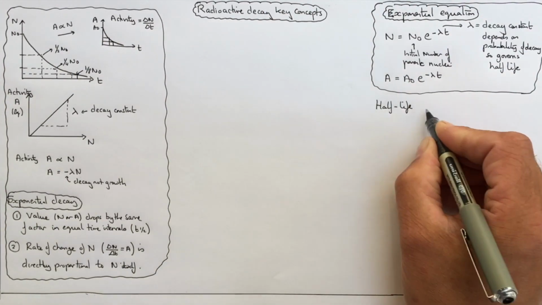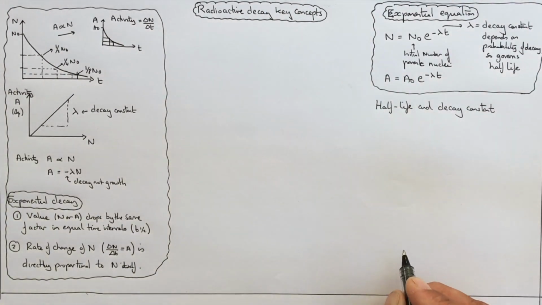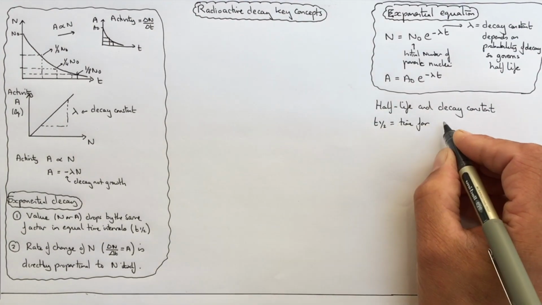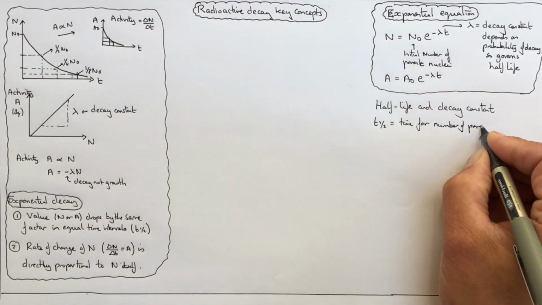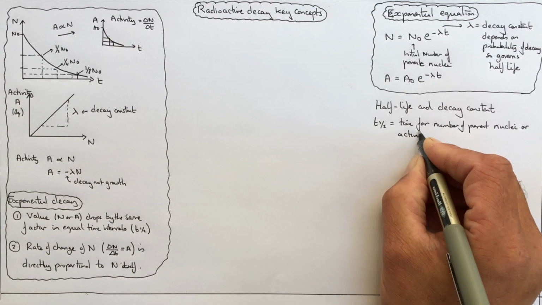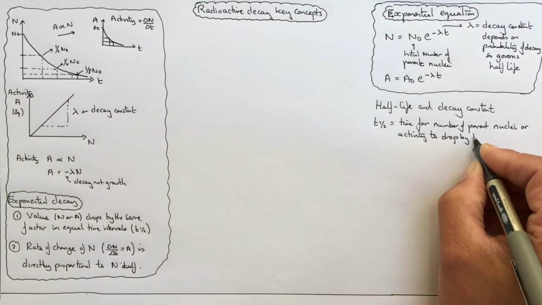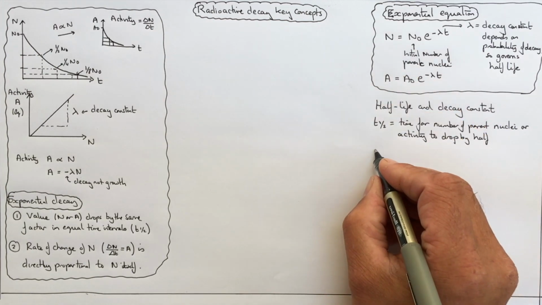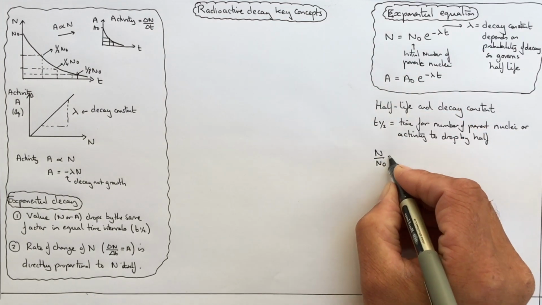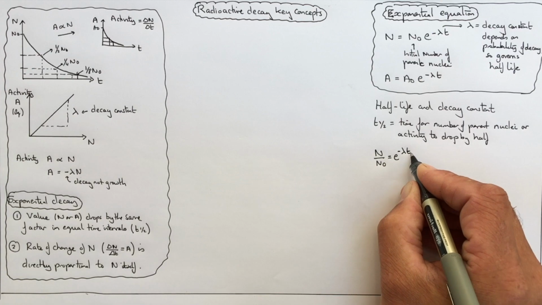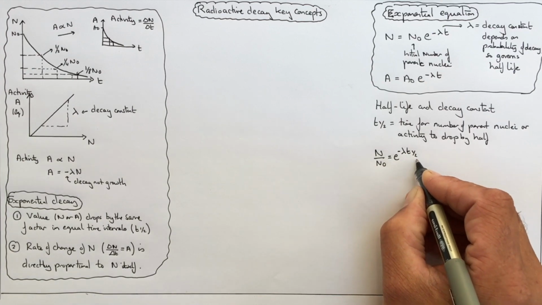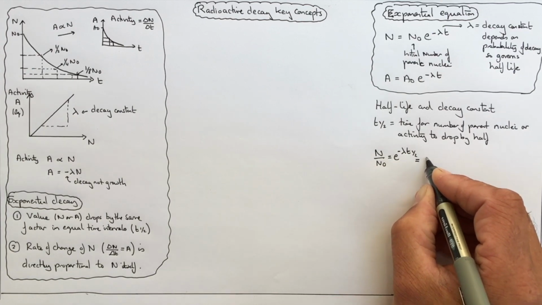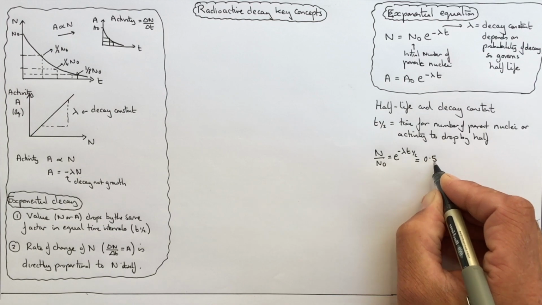Now let's have a look at the relationship between half-life and decay constant. Half-life is defined as the time for the number of parent nuclei or the activity to drop by half. So if we use the above equation and we divide by N naught, we get a ratio N over N naught is equal to e to the minus lambda t, and when t is t to the half, that ratio of N over N naught is equal to 0.5.